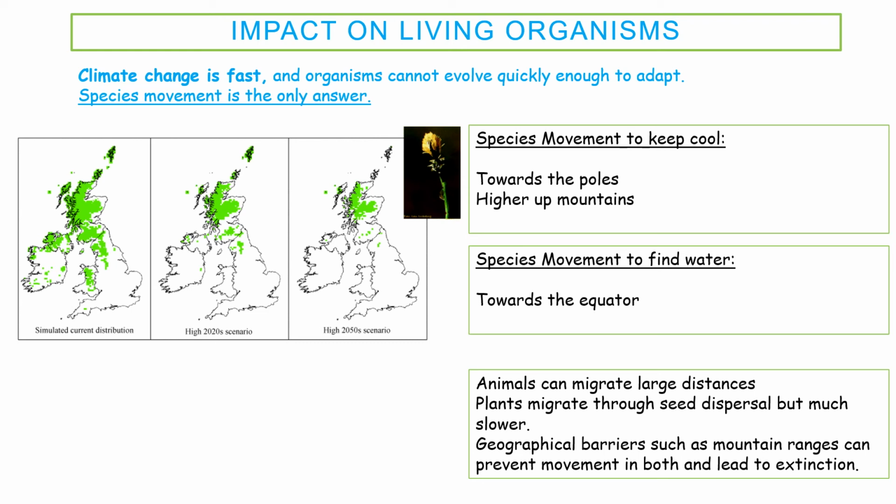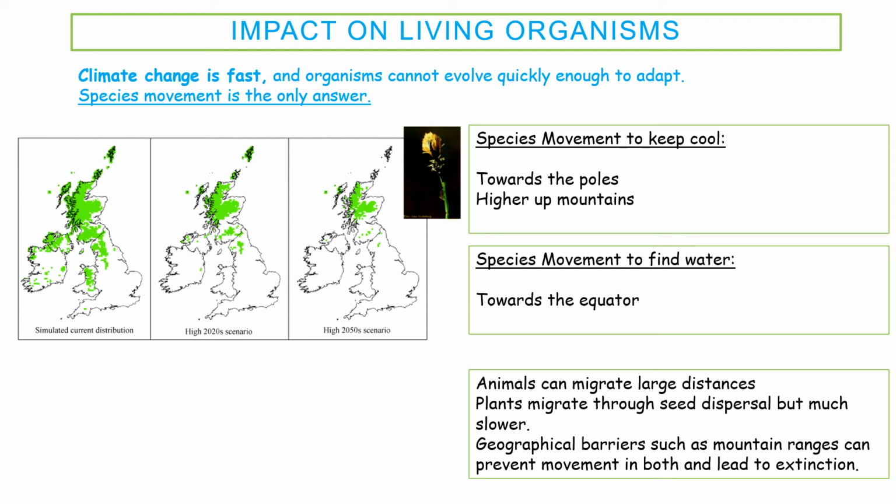So this is obviously having a big problem then, because climate is changing. If climate is changing, air circulation is changing. If air circulation is changing, that's taking different amounts of water somewhere. Climate change is happening so fast that organisms cannot adapt quickly enough to survive it. So species movement is the only answer.